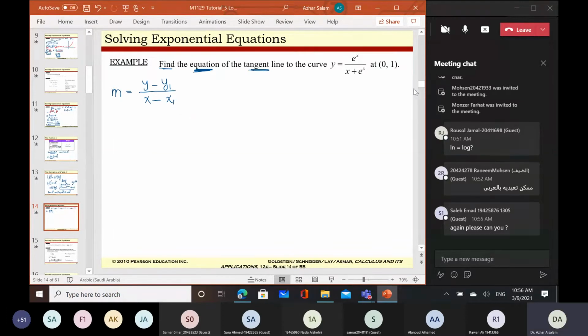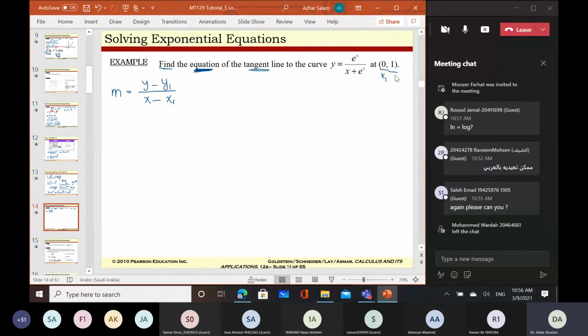What's x1 and y1? It's at this point, it's given. This is x1 and this is y1. I still have to find the slope, okay? The slope. Where do I get the slope from? It's from the derivative. I have to find f dash of x. To find all the quantities in this formula, I have to find the slope.